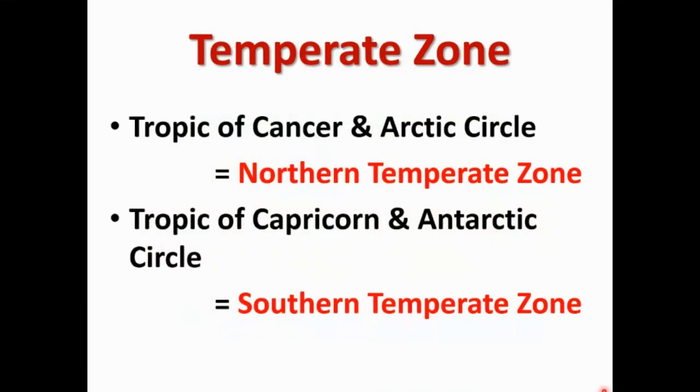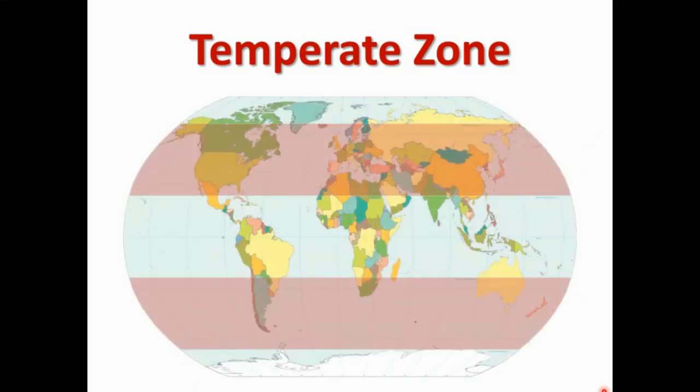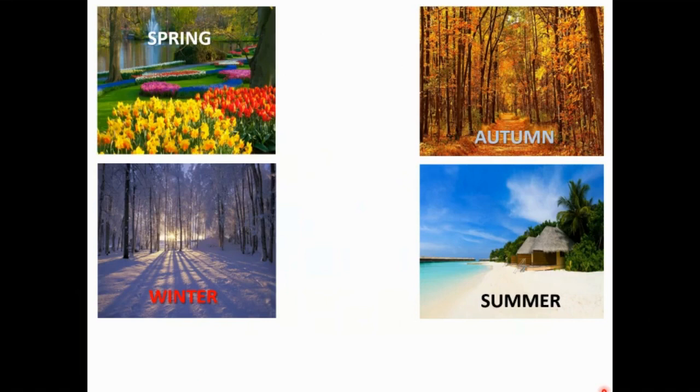And then yung temperate zone, meron tayong dalawang types na temperate zone. So northern temperate zone, sakop niya Tropic of Cancer and Arctic Circle, and then yung southern temperate zone, ito yung Tropic of Capricorn and Antarctic Circle. So ayan ang temperate zone. So, meron tayong 4 seasons dito sa temperate zone. At sila ay nakakaranas ng winter, spring, summer, at saka autumn.